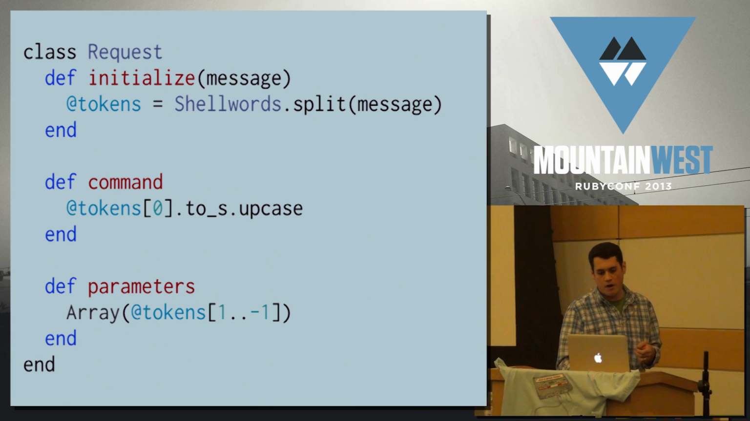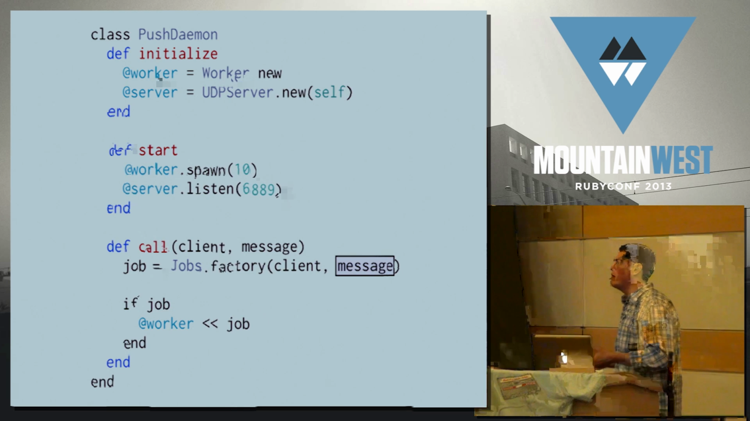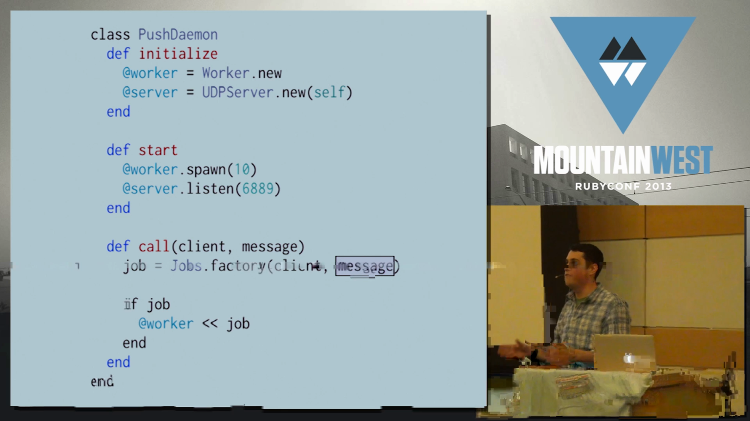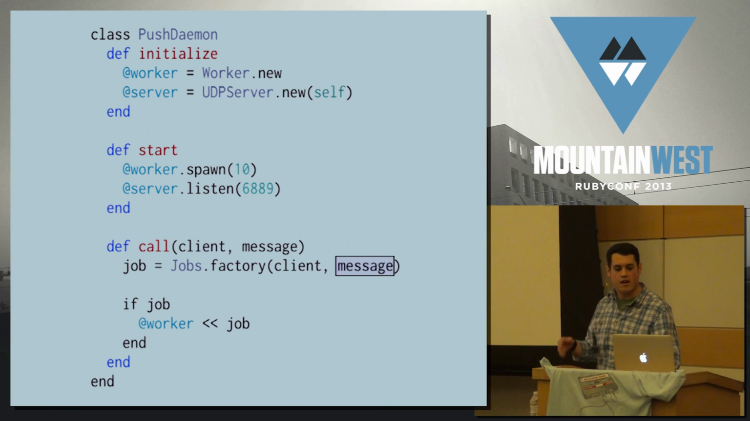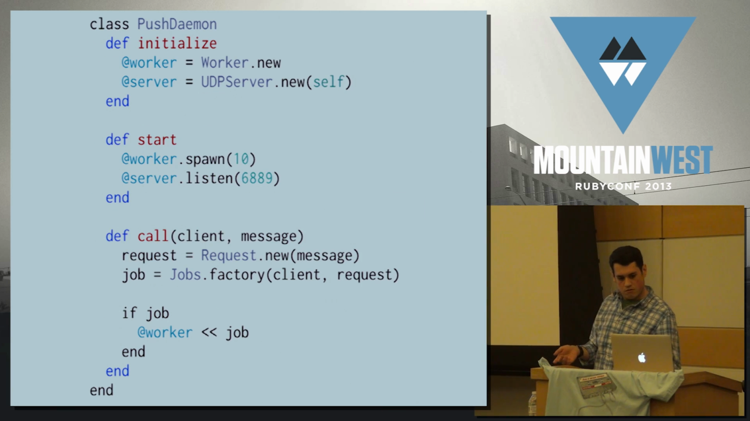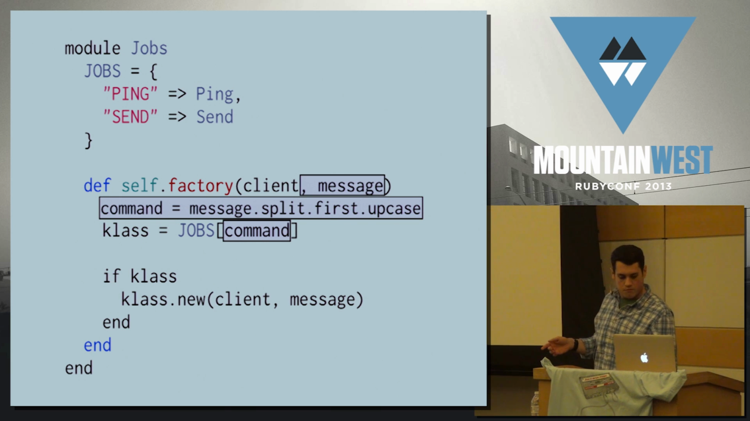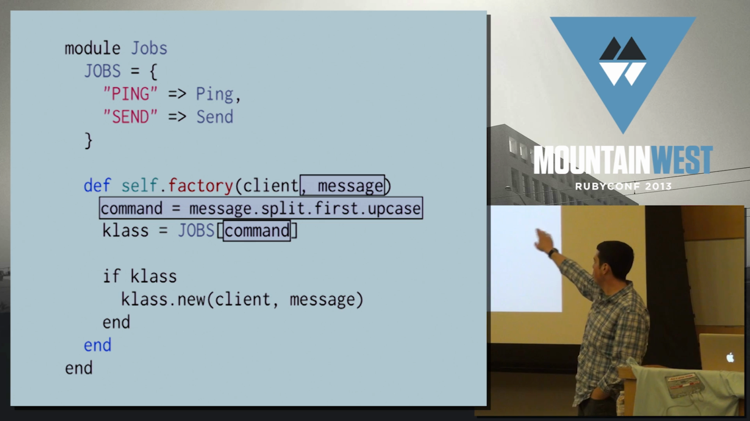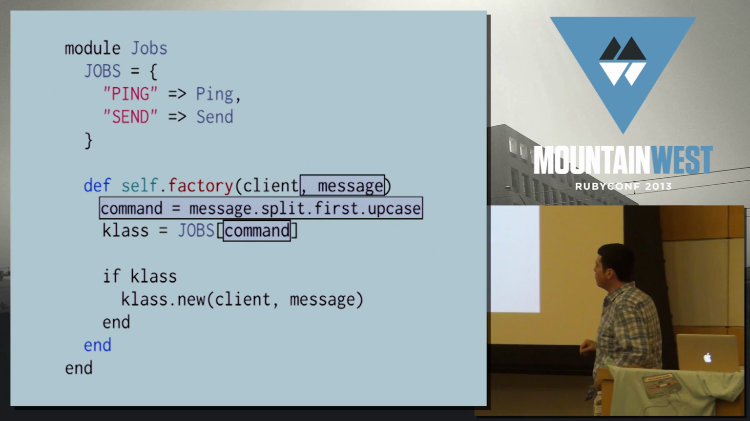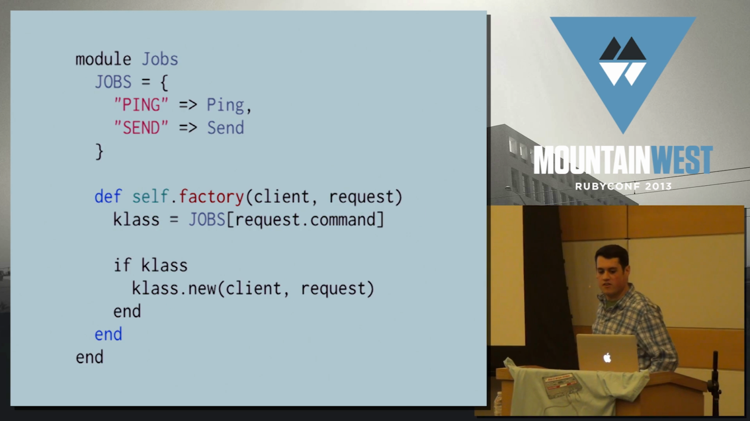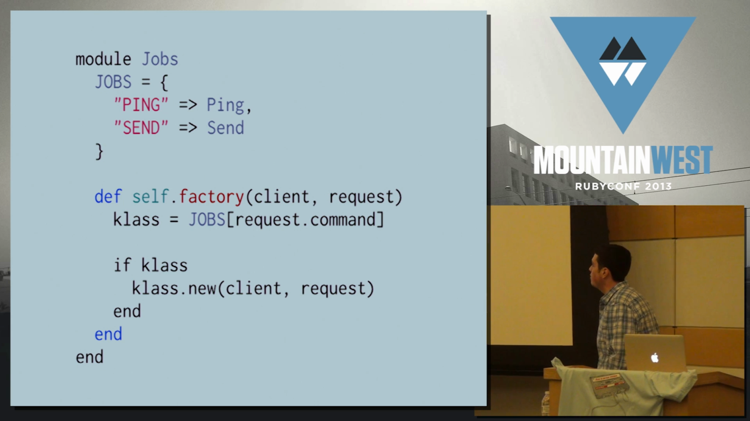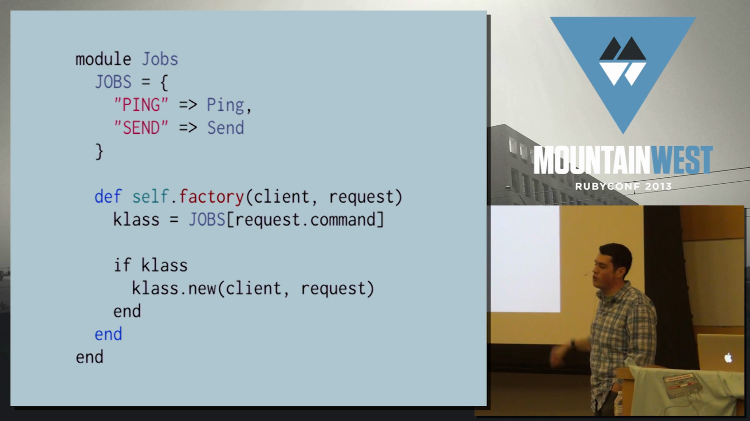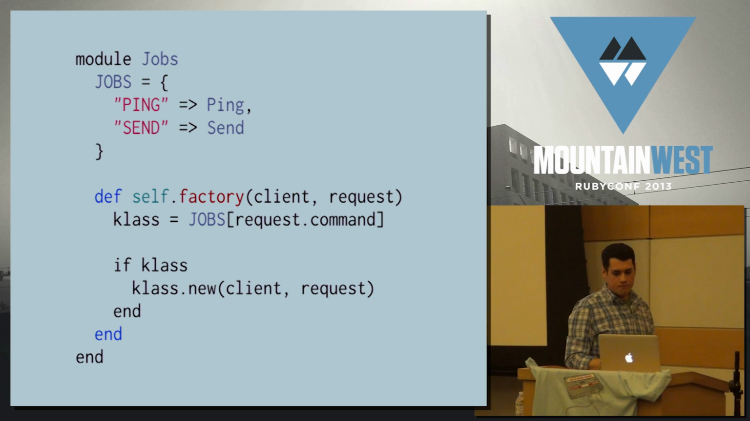So now things clean up quite a bit. Instead of passing down this raw message and relying on the rest of the system to kind of figure out what that message means, we're going to pass down a request. So here in our factory, instead of having to deal with a raw message and splitting it and figuring out what the command is, we're instead just going to use the request object to figure out what the command is and ask the hash to return us a corresponding job class.